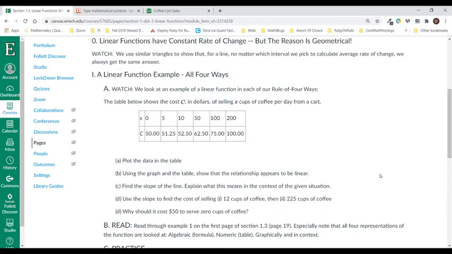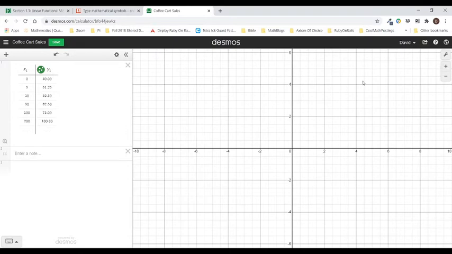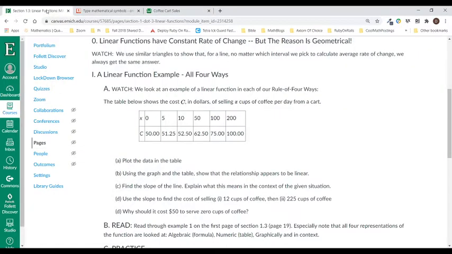Meanwhile, what I'm going to do is bop back and forth between here and Desmos. If I go over to Desmos, you can see I already have entered the data. I'll turn on the data, and just so you can see what I did, right? This is the default screen. I'm going to go over here. I'm going to turn on Zoom Fit, and you can see it looks pretty linear. I just want to make sure I'm doing exactly what they say. Plot the data in the table. We did that. Now it says using the graph and the table show that the relationship appears to be linear.